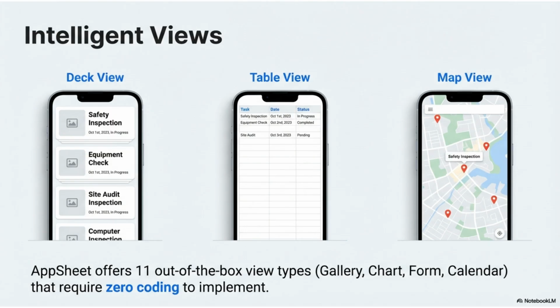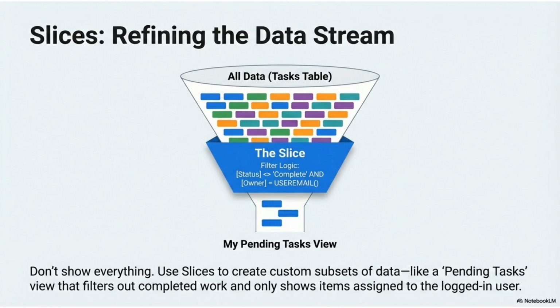AppSheet offers 11 out-of-the-box view types like deck, table, and map view that requires 0 coding to implement. These intelligent views help users interact with data intuitively. Slices refine the data stream by creating custom subsets of your data. For example, a pending task slice can filter out completed work and only show items assigned to the logged-in user.